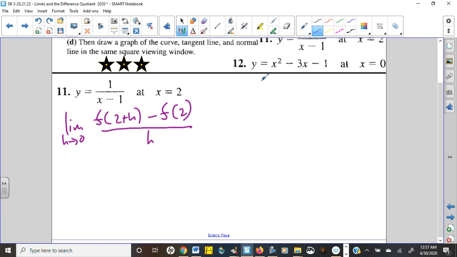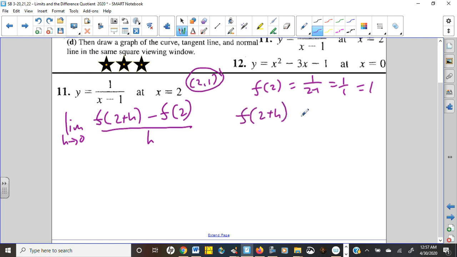Doesn't really matter what order you go in. I mean, f of 2 is pretty easy. F of 2 is 1 over 2 minus 1, and 1 over 1 is 1. So, bam, pretty simple, right? That tells you that the point (2, 1) is where we're trying to find the tangent line. F of 2 plus h is a little trickier.